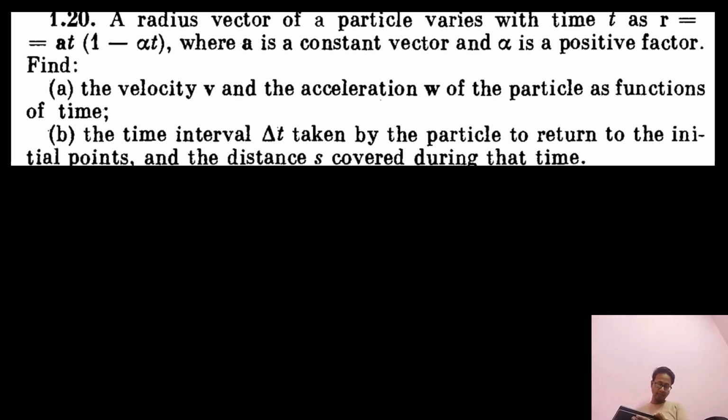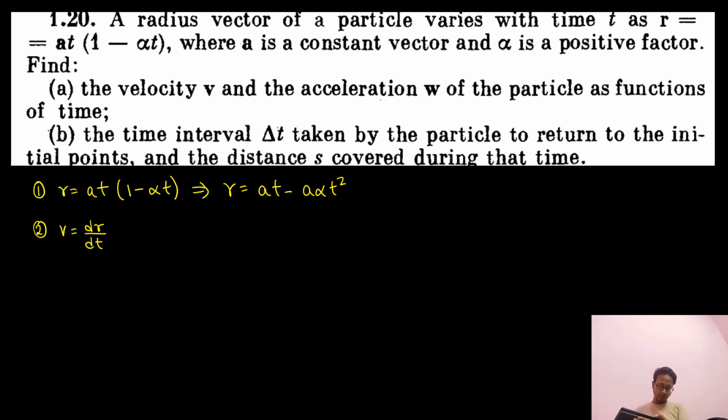So here, the question is saying r, or the displacement vector, is equal to at into (1 - alpha t). If I expand this, it would be r = at - a alpha t square. What is the velocity as a function of time? We know that v is equal to what? In order to find the velocity, we need to differentiate this with respect to t. And when you differentiate this with respect to t, it's nothing but a - 2a alpha t.